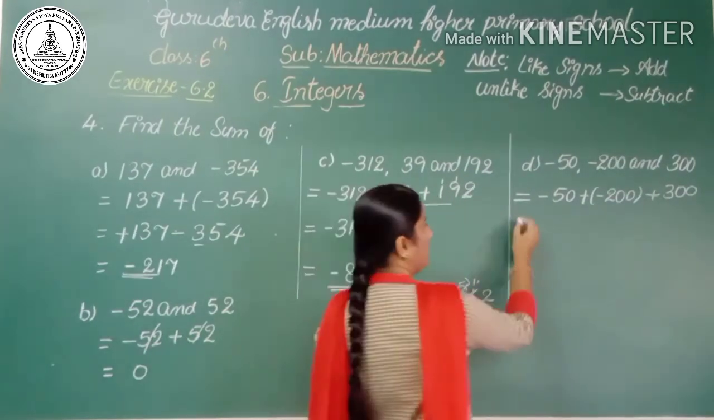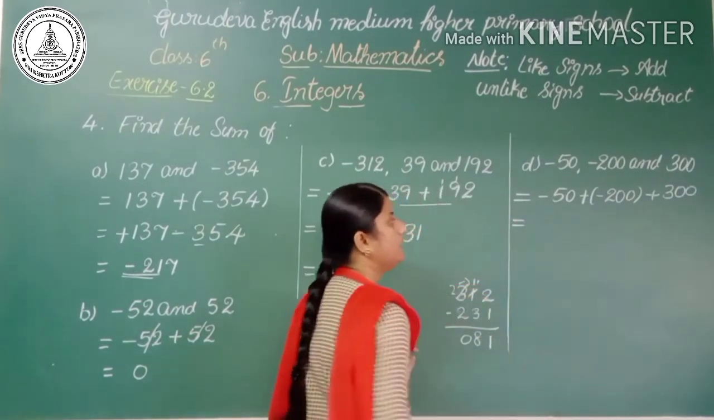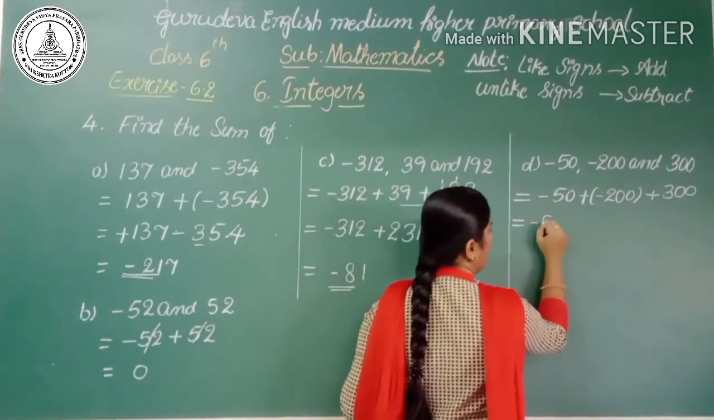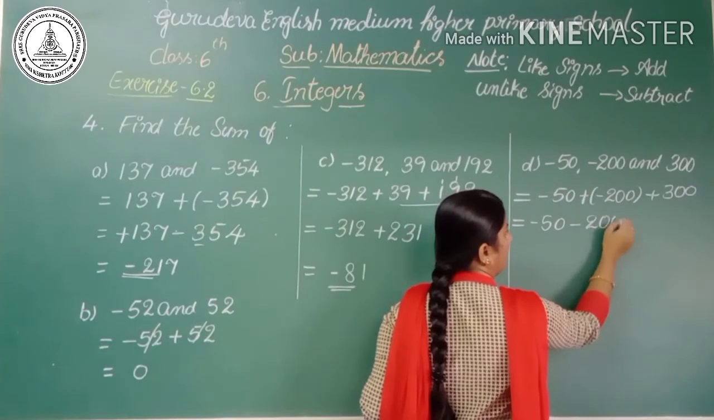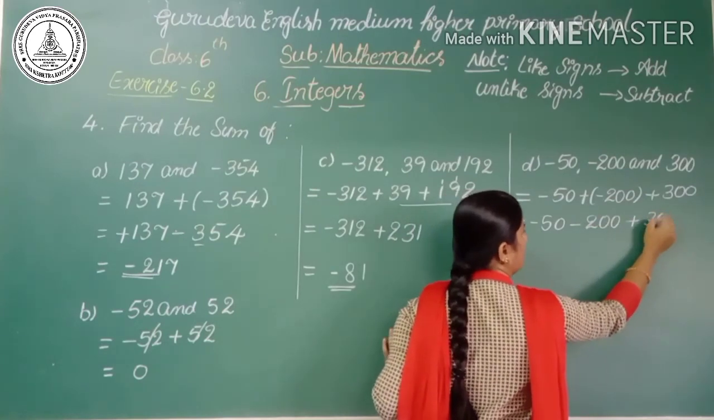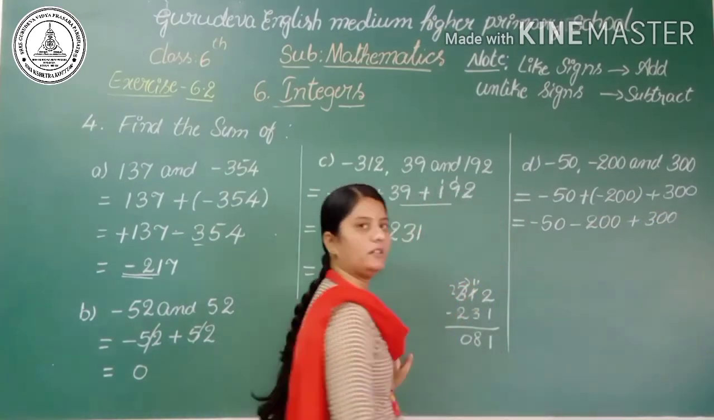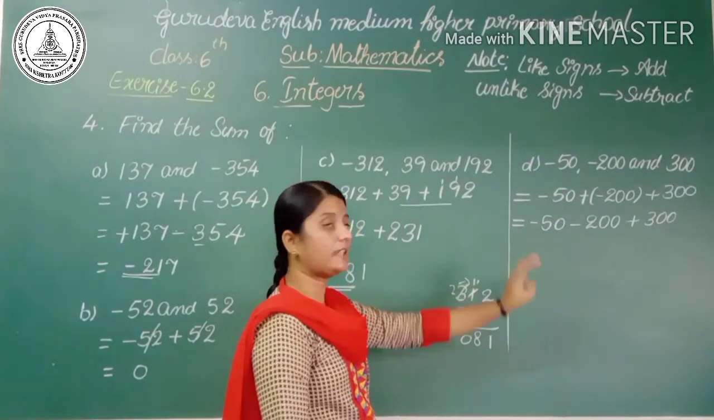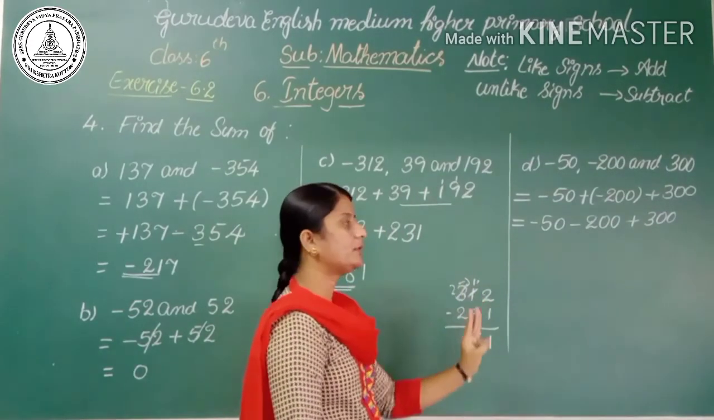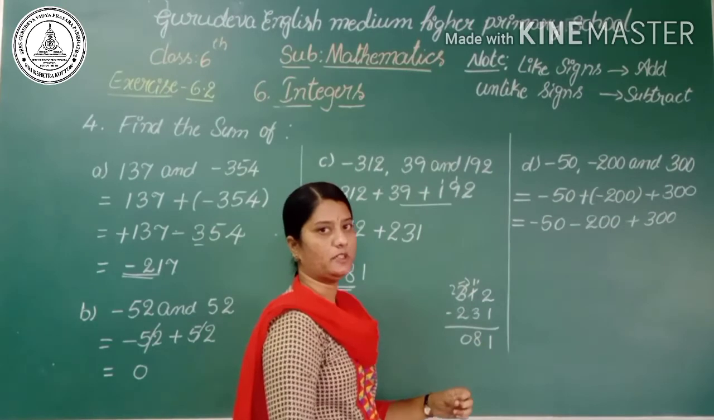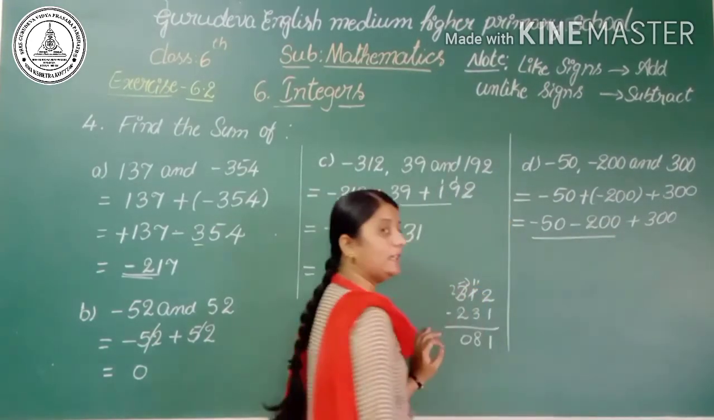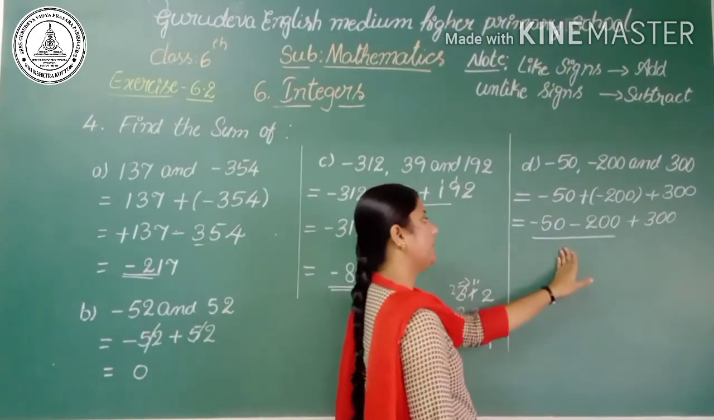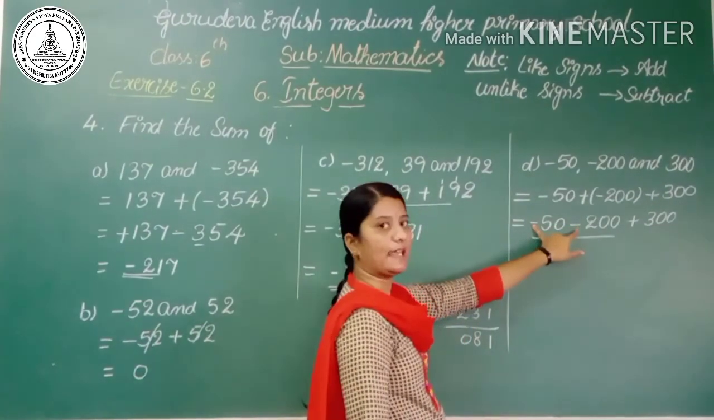Now remove the bracket and write the integers. Minus 50 minus 200 plus 300. So here we have three integers. First we have to group the negative integers and positive integers. Here minus 50 and minus 200 are negative integers. So we group them. These two integers have like signs.